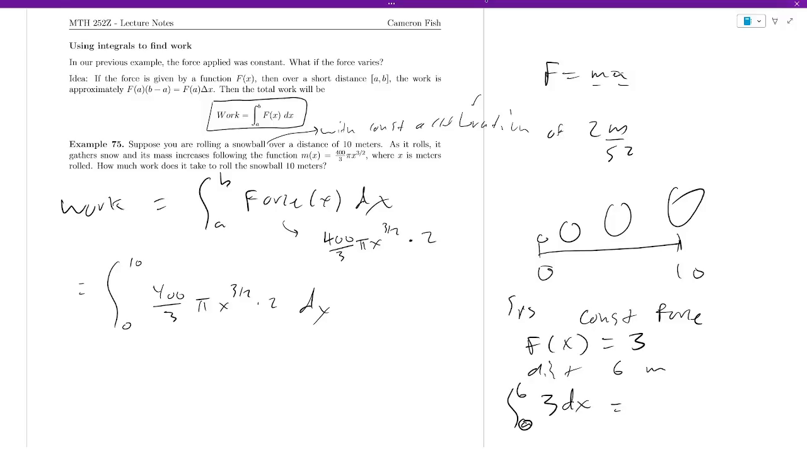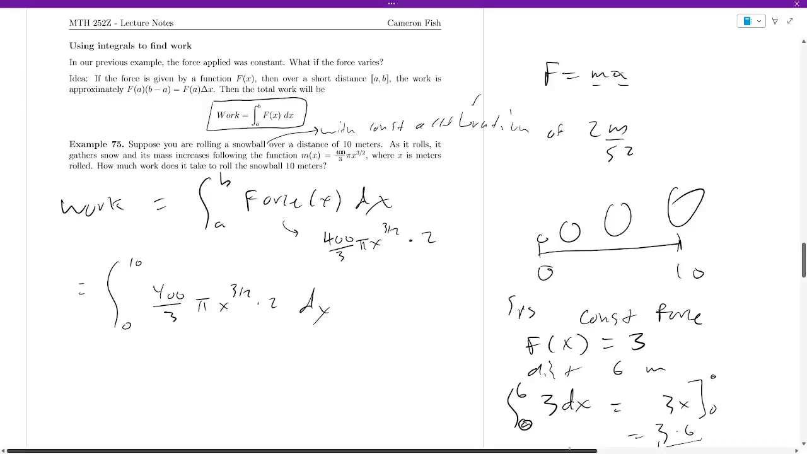But now look what happens. When I integrate this, I get 3x. It's supposed to go from 0 to 6. So when I plug that in, I'm going to have 3 times 6 minus 3 times 0. So look, we just multiplied, right? The result of doing the integral was just multiplication. That's going to happen when you have a constant force function. The integral is going to essentially do multiplication.